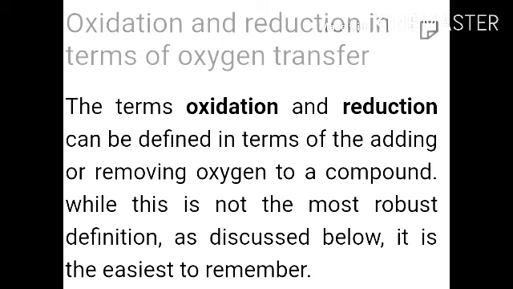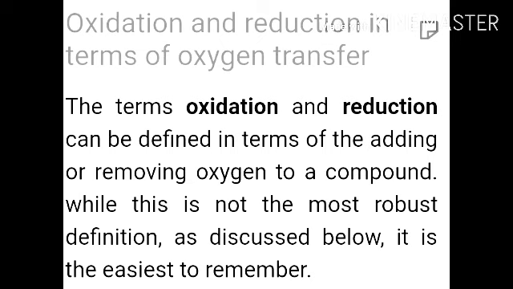Here's another one you might like if you like animals. Leo the lion says GRR. LEO stands for loss of electrons is oxidation, and GRR stands for gain of electrons is reduction. So learn one or both of these. They'll be a great way that you can always remember what reduction is and what oxidation is.